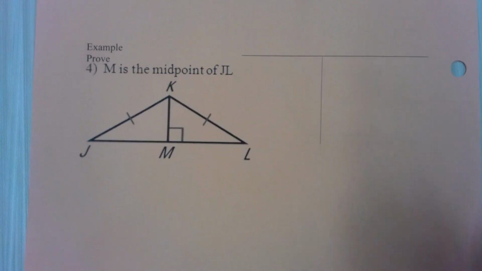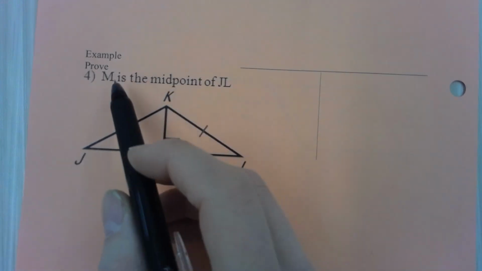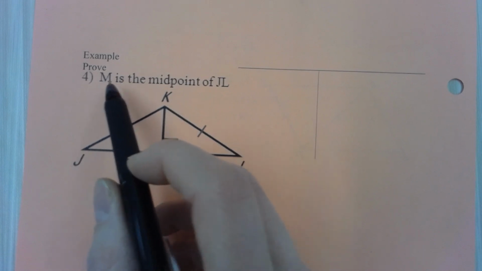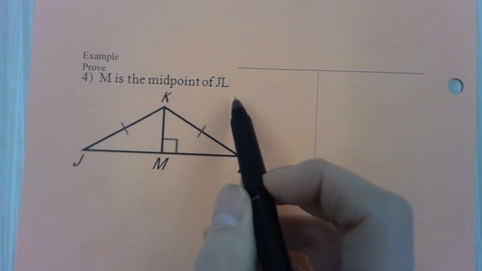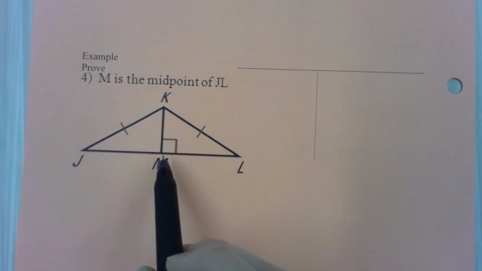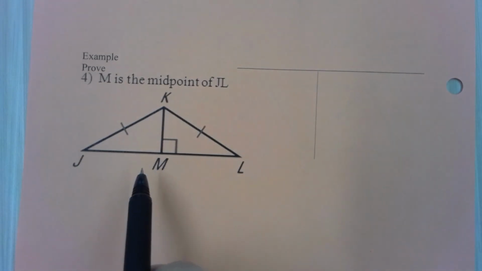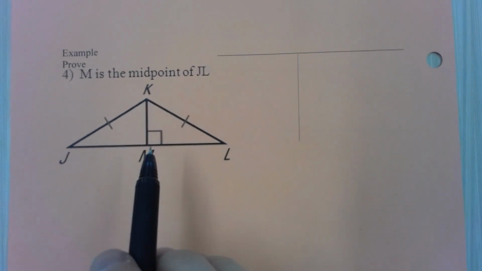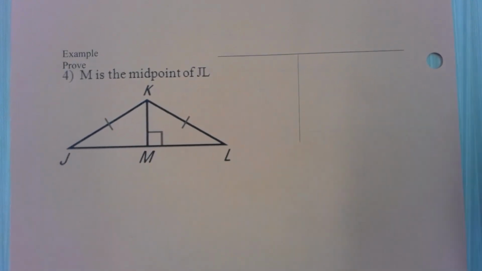Now this last one we're going to get to in class. Our last thing isn't a congruence. Our last thing is show that M is the midpoint of JL. Show that M is the midpoint. So this is going to require an extra step past where we went in the previous one. So we'll talk about that in class, and I will see you then.